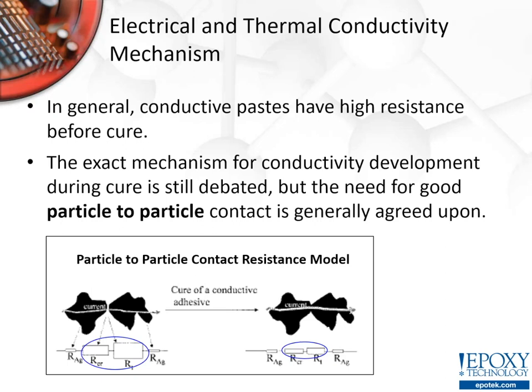Overall, the exact mechanism of electrical conductivity is still debated, but what is generally considered the standard mechanism is particle-to-particle contact. That would be the silver flakes pulling into a tight cross-link or a tight pattern in which they can easily pass electrical signals.